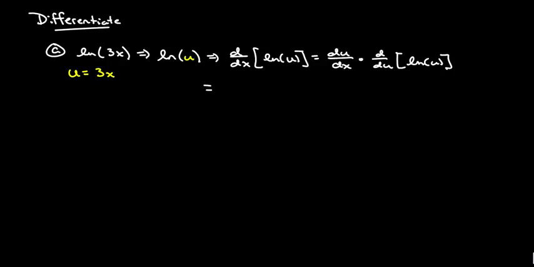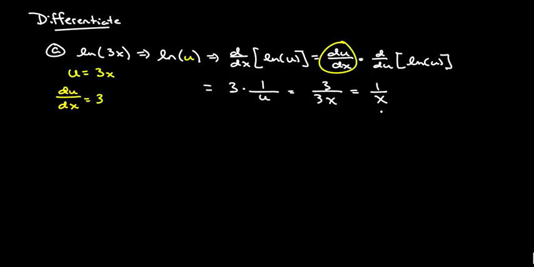So let's get du dx, this guy right here. We get it from over here. The rate of change of u with respect to x is 3. So that's this guy. Now we have to multiply it by d du of the natural log of u, and we know that that is 1 over u. And so this is going to be 3 over u, which is 3x. And so that'll become just 1 over x, because the 3's will cancel out.